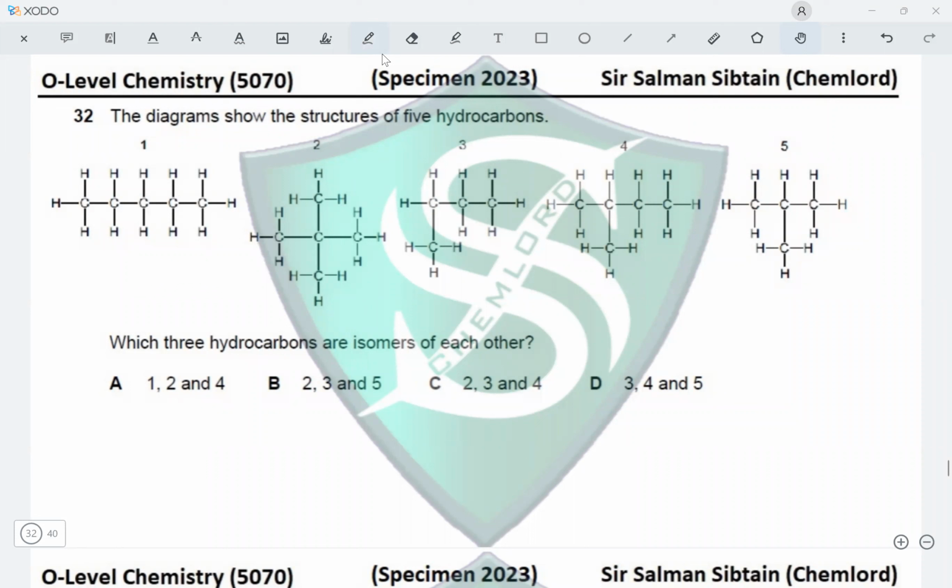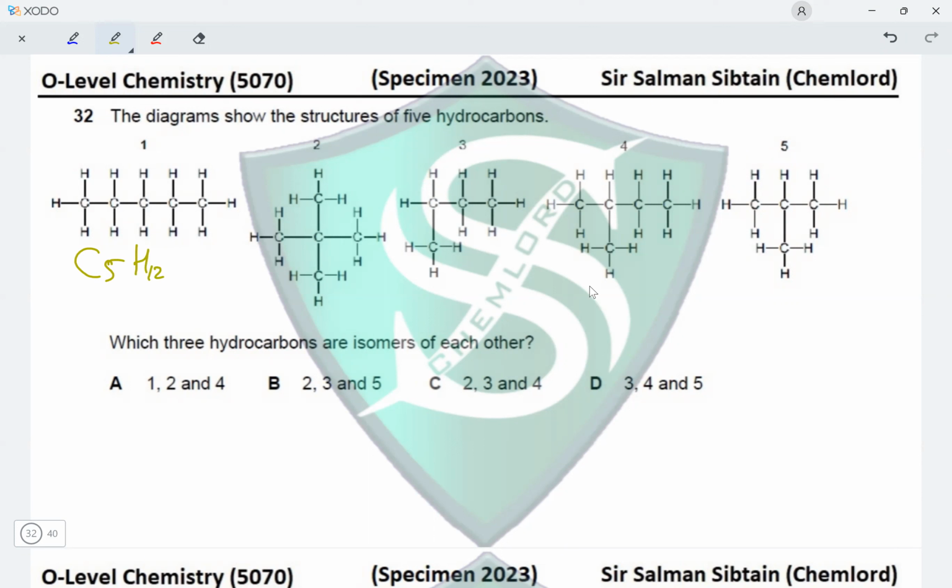Question 32. The diagram shows the structures of 5 hydrocarbons. Which 3 hydrocarbons are isomers of each other? So the definition of isomer states that isomers are molecules having the same molecular formula but different structural arrangements. So in order to find out which of these are isomers, we need to find their molecular formulae. So let's do that. In the first example, we have got 5 carbon atoms and we have got 5 plus 5, 10 and 2, 12 hydrogen atoms. So the molecular formula of the first compound is C5H12.